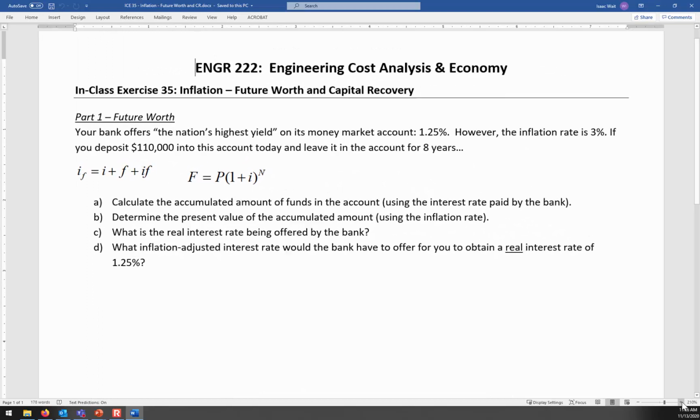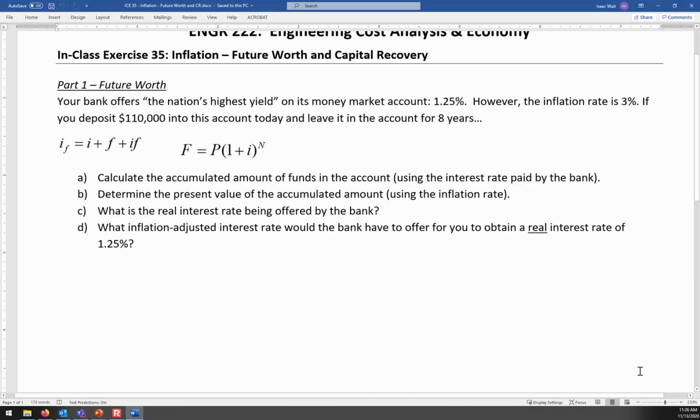Our first question is about this bank that's bragging about the nation's highest yield. And one of my banks actually uses that phrase. They're so proud of having the nation's highest yield. And that interest rate that they're paying is 1.25%, which is just really hard to swallow. At one point, many years ago, I had an account that was paying 6.2%. And I liked that account. I liked it a lot. I wish I still had it. But nobody's paying 6.2% anymore. There's only the nation's highest yield at 1.25.